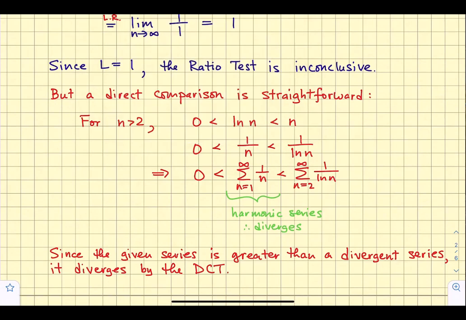The series starts at n equals 2, so this should be a 2. We'll fix that. And so we see that this is a harmonic series and it diverges. And so the series that we have is actually larger than something that is known to diverge. And so by the direct comparison test, the given series diverges. So notice even when the ratio test was inconclusive, we just pivoted to a different test and still were able to determine the convergence or divergence.